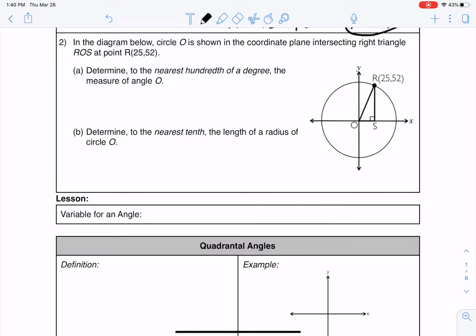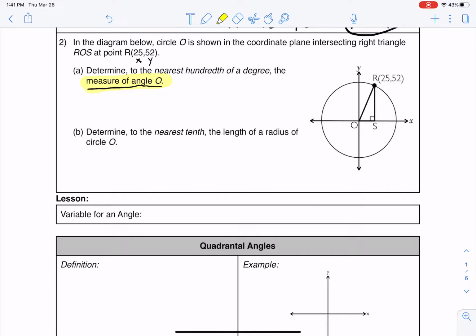So in question 2, we have stated, in the diagram below, circle O, shown in the coordinate plane, intersecting right triangle ROS at point R, which is given to us as 25, 52. Okay, I'm just going to write underneath that coordinate what's x and what's y, just as a reminder. All right, so here we are told, determine to the nearest hundredth of a degree the measure of angle O. Right, so we're looking for an angle measure here.